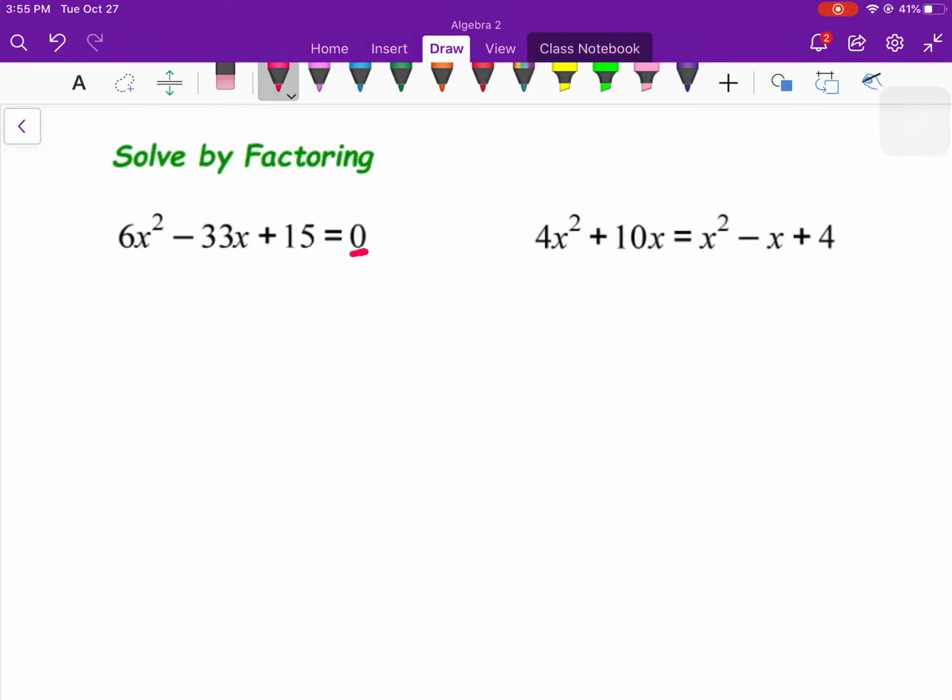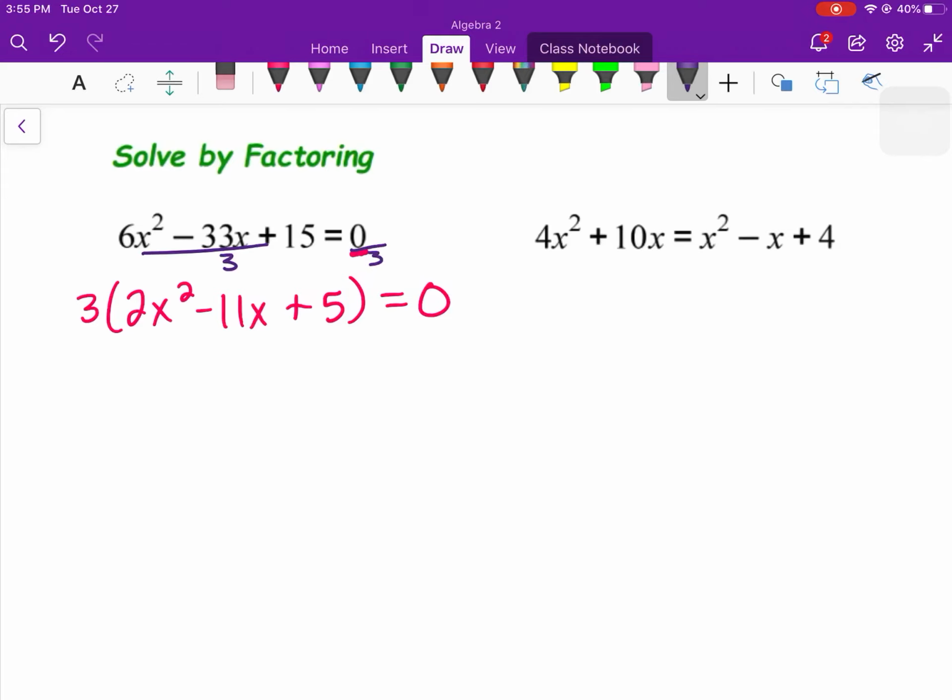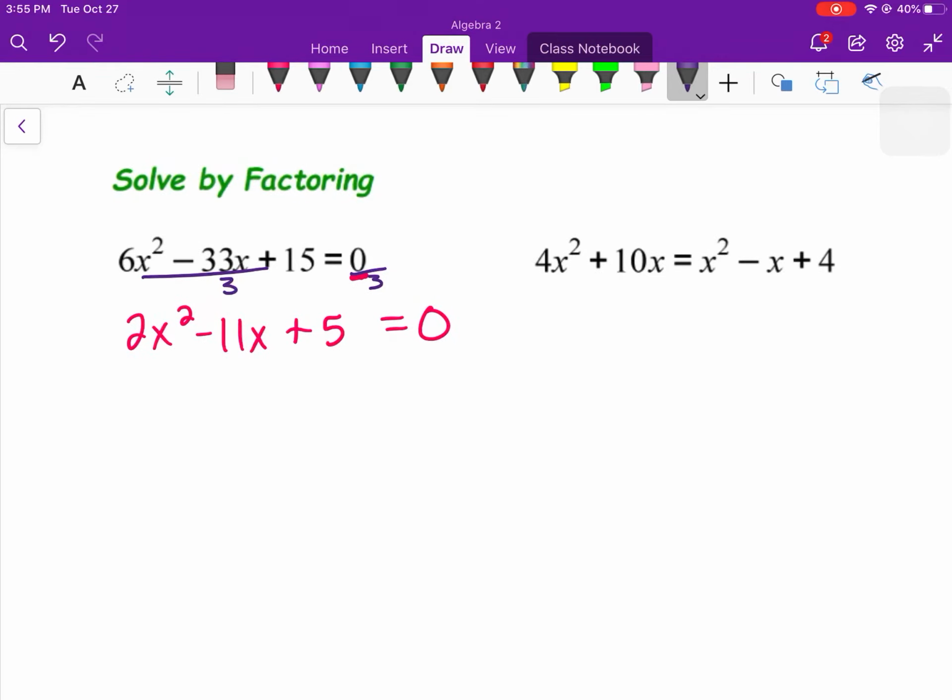To continue solving by factoring, remember it does have to be equal to 0. And then this one, it looks like I can take out a 3. And that would leave me with 2x squared minus 11x plus 5. Technically, since the 3 doesn't have an x, it's not going to have an answer. So you could divide both sides by 3 and then just get rid of the 3 right away, because it doesn't have an x.